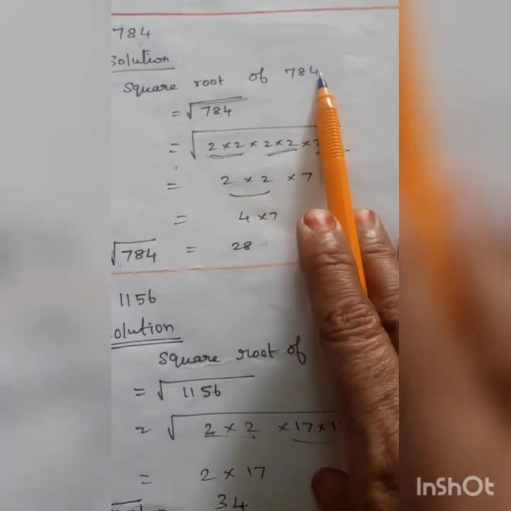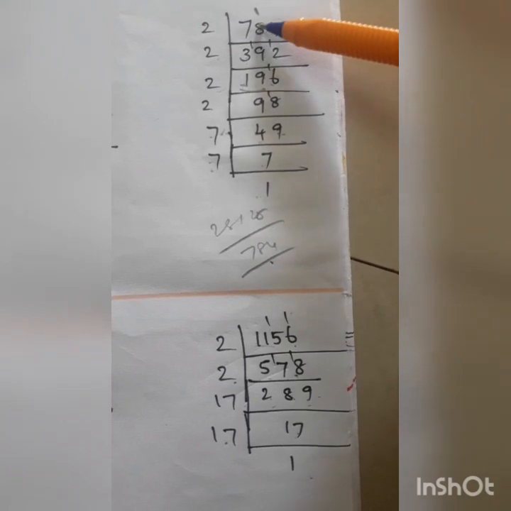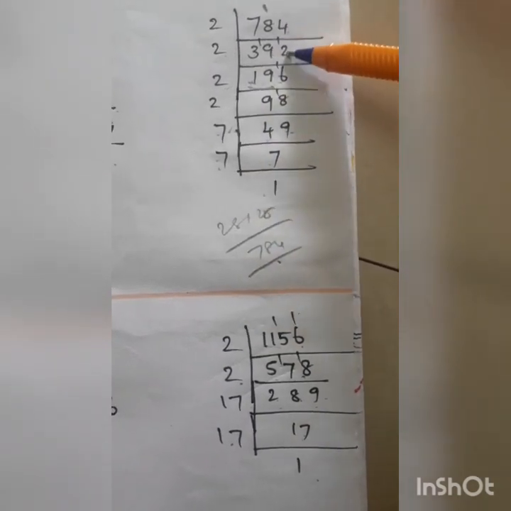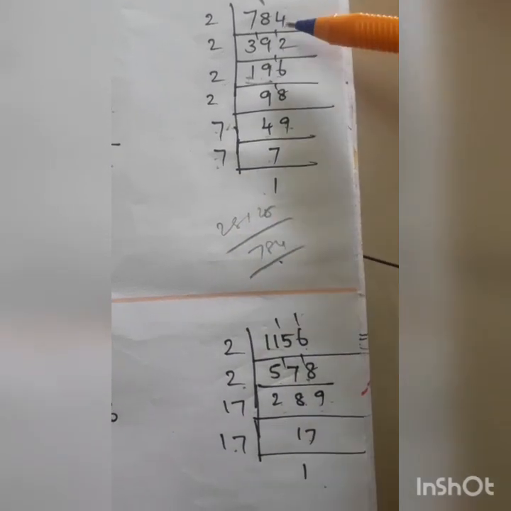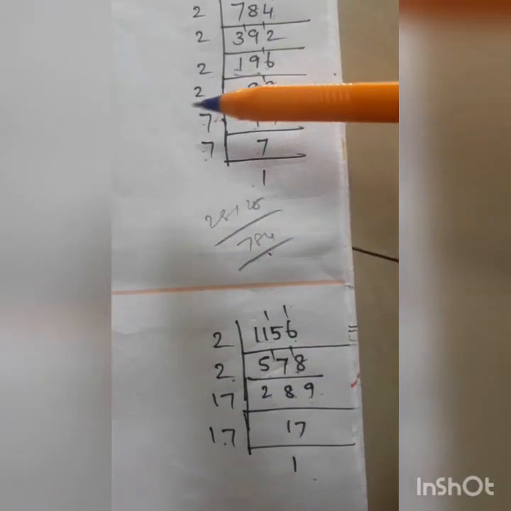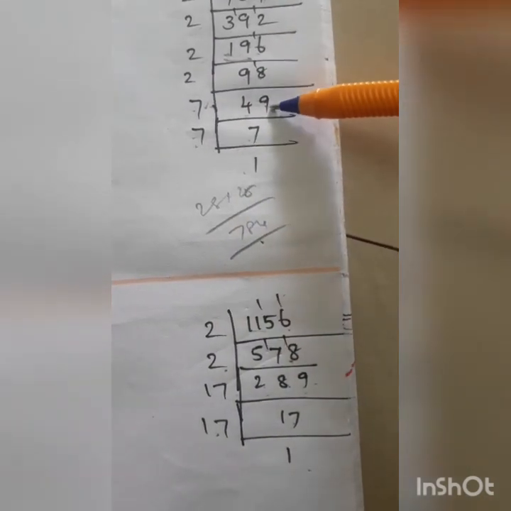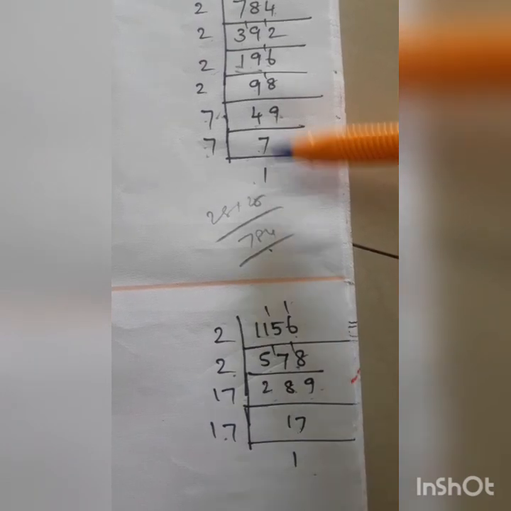Next sum, third sum, 784. Square root of 784 is equal to the square root symbol, right, with 784. Divide the number. 784. 2 table. 3 2s are 6. Remaining 1. 9 2s are 18. 2 2s are 4. Again selecting 2 table. 1 2 is 2. 9 2s are 18. 6 2s are 12. 9 2s are 18. Remaining 1. 8 2s are 16. 2 4s are 8. Remaining 1. 9 2s are 18. 7 7s are 49. 1 7 is 7.